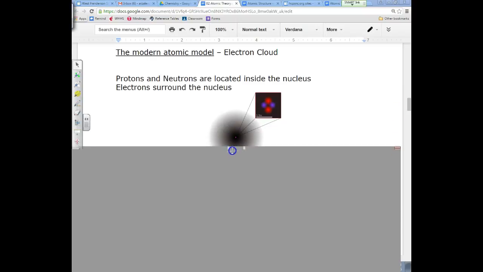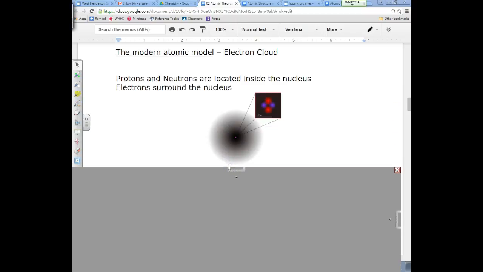All right, and so I have a little picture here, just showing you a representation of the electron cloud model. In the center there is that tiny, tiny little nucleus, and then we have the electron cloud, and you'll see that it fades out as you get further away from that nucleus because the electron density is less in the outer areas surrounding that atom.